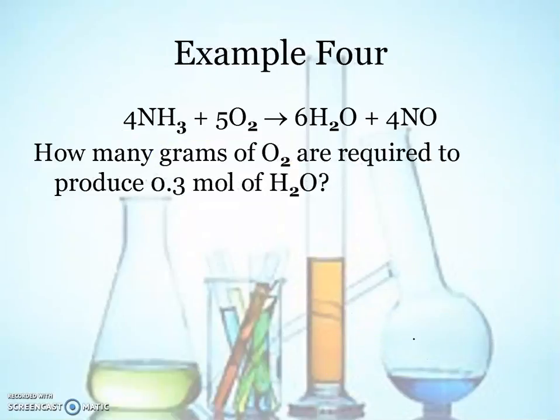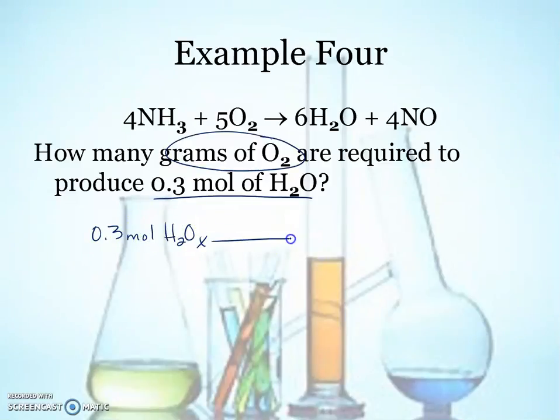Yay! All right, how many grams of O2 are required to produce 0.3 moles of H2O? So go ahead and pause it, try it, come back and check your answer if you think you got this. All right, so we're starting with 0.3 moles of H2O. We got to get rid of moles of H2O. We want to go from moles of H2O to grams of O2, but we can't put grams of O2 up here because these are different. So we have to put moles of O2.